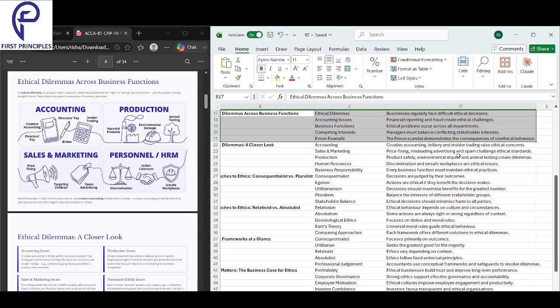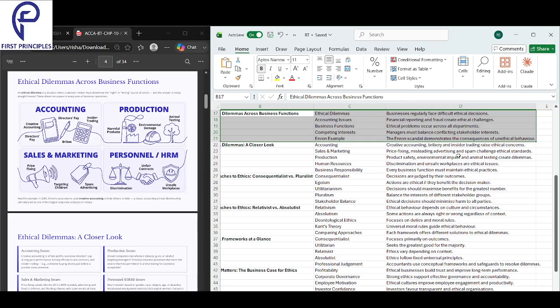Competing interests: managers must balance the conflicting stakeholder interests. Business functions: ethical problems occur across all departments. Accounting issues: financial reporting and fraud create ethical challenges.